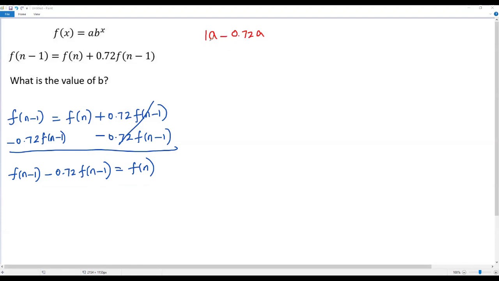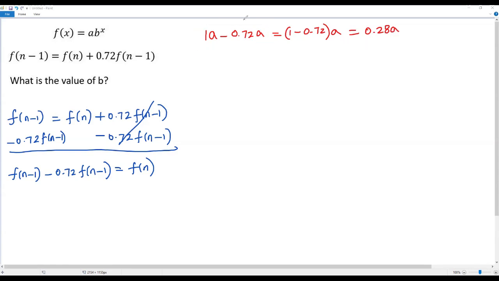So what can we do? Here these two terms contain a. So we can factor a out. If I factor a out, what will I get? I'll have 1 left in the first term and 0.72 left in the second term. So a is factored out. So when I subtract 0.72 from 1, I'm getting 0.28 times a. So the simplification of this expression equals 0.28a.